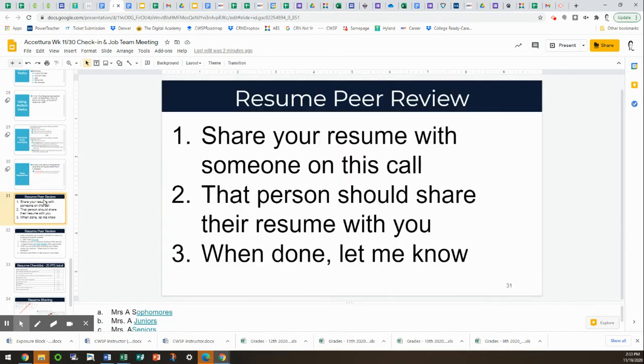And then today, they are going to do a peer review. They're going to decide who they want to share their resume with, and they're going to share back with the same person. So two people or even three people can connect up and share each other's resume. You're going to want to give them some time to do that because that's going to take a minute. That's why this gets its own little slide.